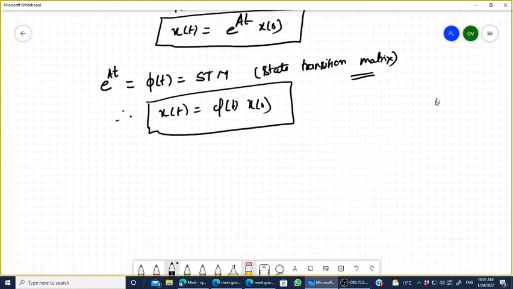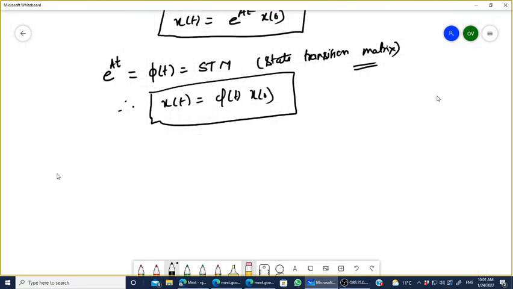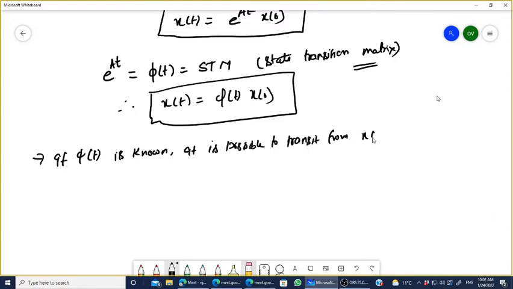Okay. So now you can also say, if phi t is known, then it is possible to transit from x naught to xt. If you know x naught, you will know. If you know this value phi t, then it means you are going to find out the xt value. It means x naught to xt you can find out, right?